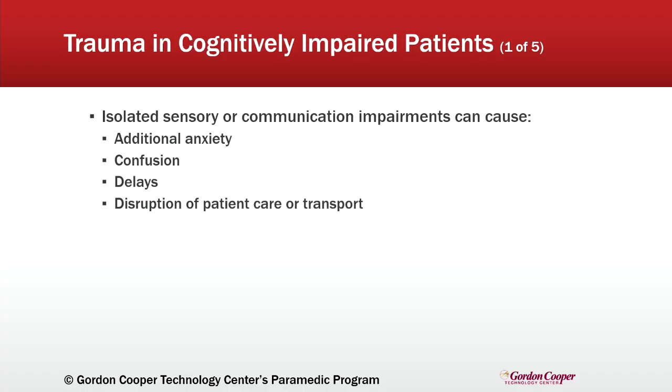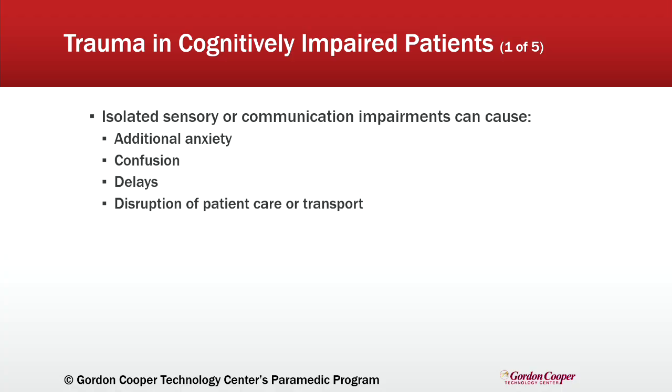So trauma in the cognitively impaired patients can sometimes be difficult to deal with. Most cognitive impairments cause challenges during traumatic events. Isolated sensory and communication impairments can cause a large increase in anxiety, and these impairments may also cause confusion. Delays in care can result from communication barriers because the patient doesn't understand what needs to be done or is fearful about what's going to happen.